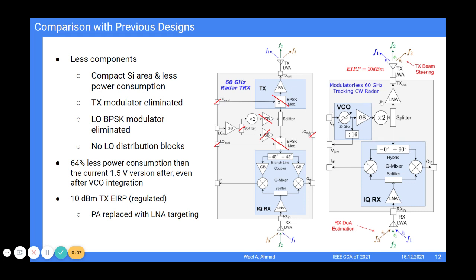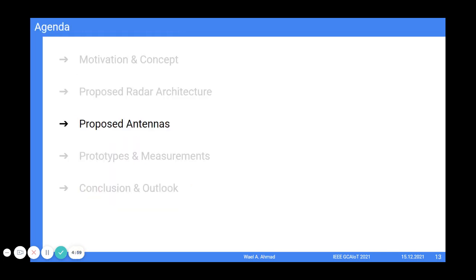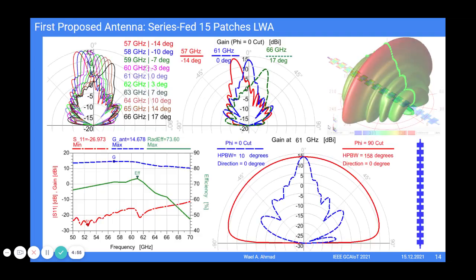We are putting LNA here instead of PA because the regulated power is only 10 dBm effective isotropic radiated power. We propose to use leaky wave antennas to build this concept. We are proposing two leaky wave antennas. The first one is based on 15 series-fed patches, as shown here. The patches are designed at 61 GHz. This is the simulated 3D radiation pattern at 61 GHz.